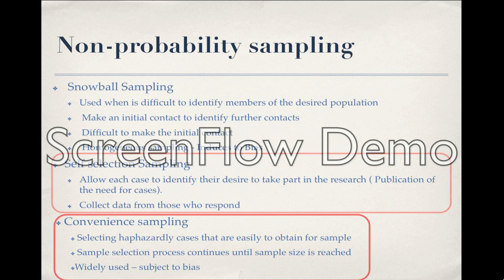And you also have convenience sampling, selecting haphazardly cases that are easy to obtain for the sample. The sample selection process continues until the sample size is reached. It's widely used and is subject to bias.